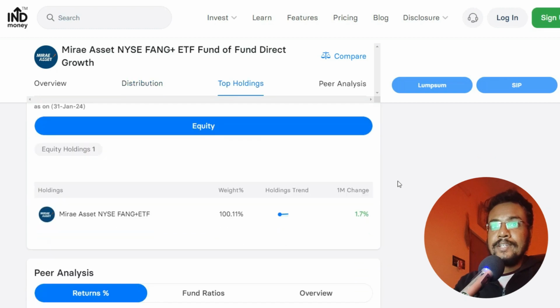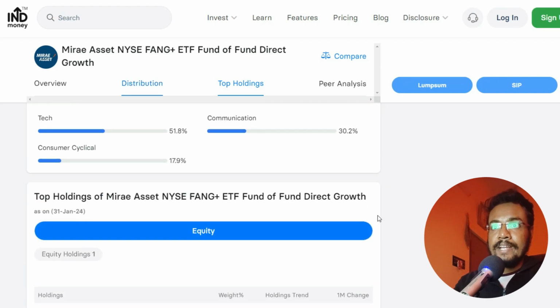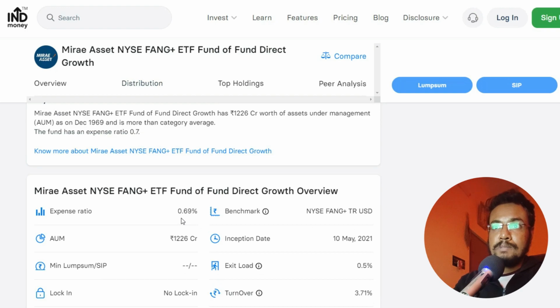So if you take a look at it here, as you can see, this one invests in the NYSE FANG+ ETF, and this one invests in an ETF indirectly. And this fund has an expense ratio of 0.69%, which is a little higher. But you also need to understand that you are able to invest in the top 5-6 tech companies of the US with this fund very easily without doing any other work. And that is why, as you can see, it has a big AUM of 1200 crores.